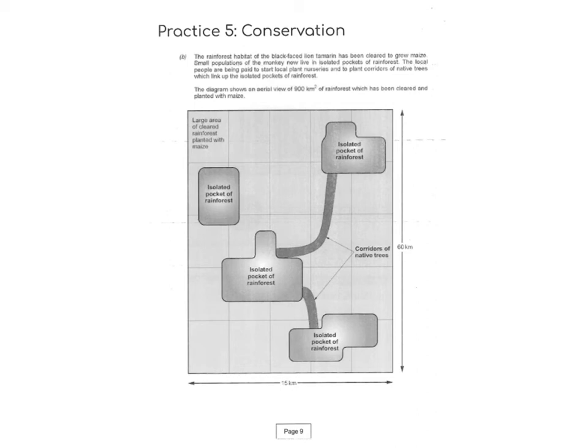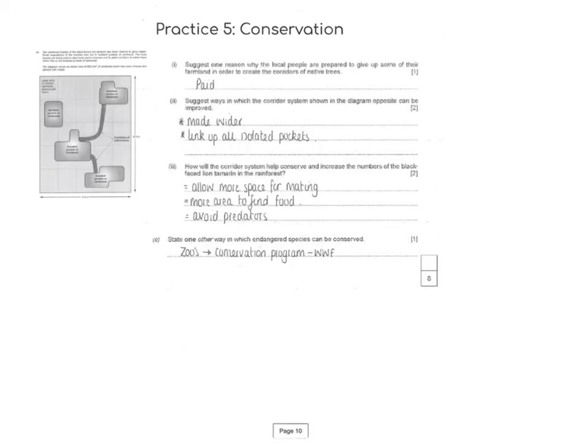The rainforest habitat of the black-faced lion tamarin has been cleared to grow maize. Small populations of the monkey now live in isolated pockets of rainforests. The local people are being paid to start local plant nurseries and to plant corridors of native trees which link up the isolated pockets of the rainforest. The diagram shows an aerial view of the rainforest which is being cleared and planted with maize. So just one reason why the local people are prepared to give up some of their farmland in order to create the corridors: in the question, it said that they were paid for it. They're going to get money and benefit that way.